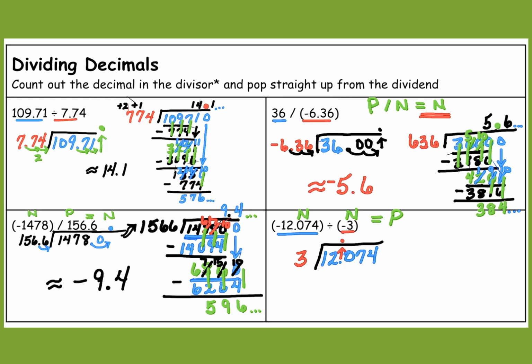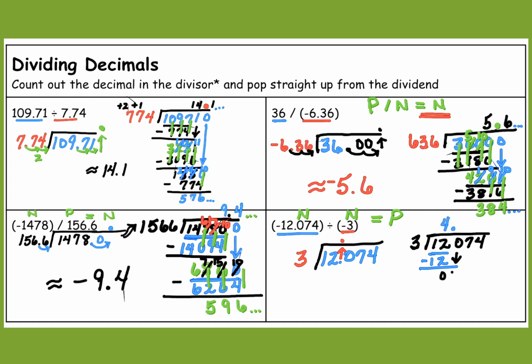Our new problem is going to be 3 divided into 12,074. We make sure to put our decimal in between our 2 and our 0 above our dividing line, and let's ask ourselves questions now. If we have 1, can we take 3 away? No, but if we have 12, we can take 3 away 4 times. 4 times 3 is 12, and we simply subtract those and get a value of 0.